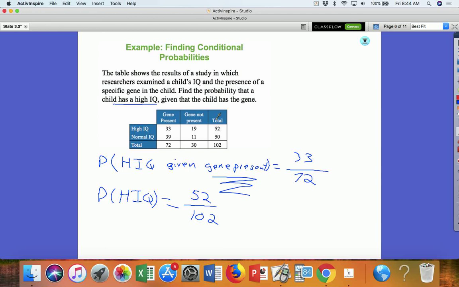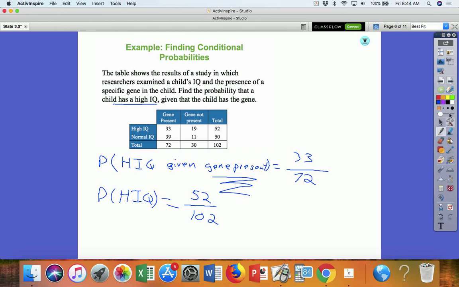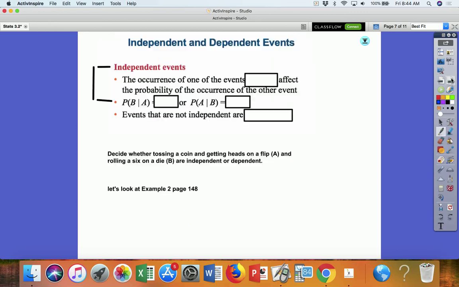Okay. Just want to point something out to you, because we're going to come back to this page. This would be less than 50% here. This would be more than half, more than 50%. So they're different, right? If you calculate them out, I don't even care what they are. I just want you to know that this one and this one are not the same. So the condition placed on the probability changes the probability. Okay.